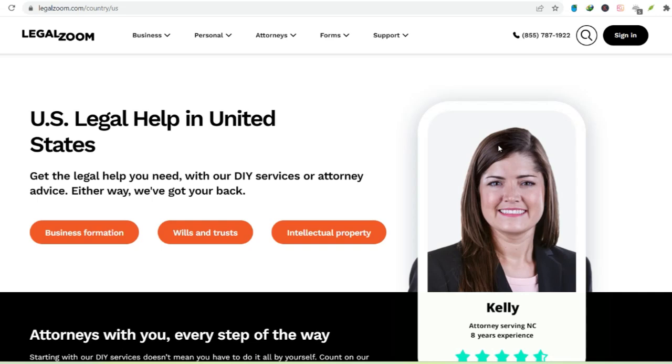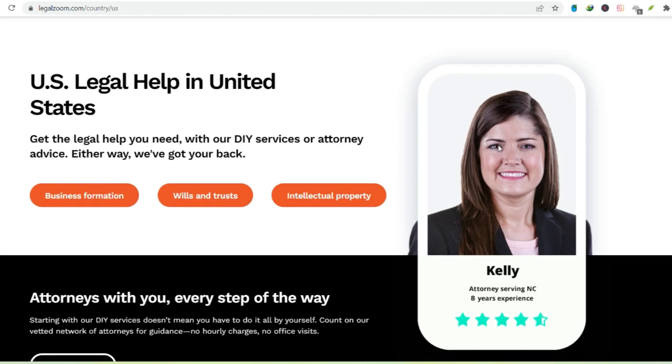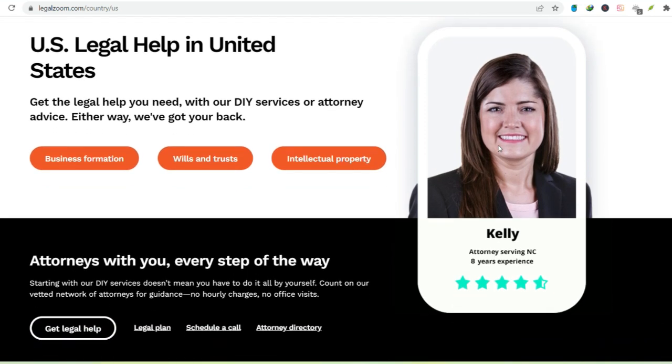LegalZoom, while primarily known for its legal document services, also offers online banking solutions. Circumstances may arise where you need to terminate these banking services. This process, while relatively straightforward, requires attention to detail to ensure a clean and complete cancellation.